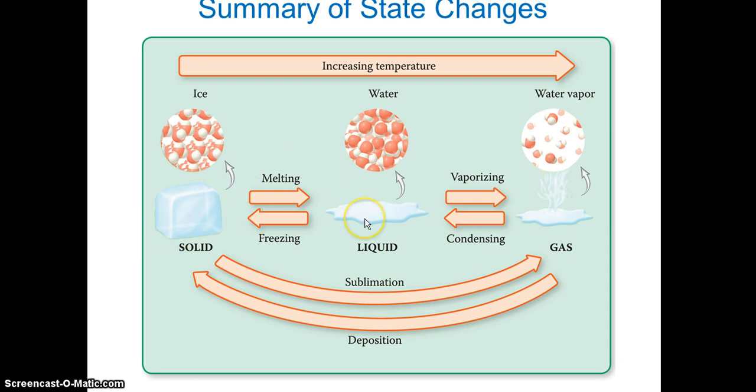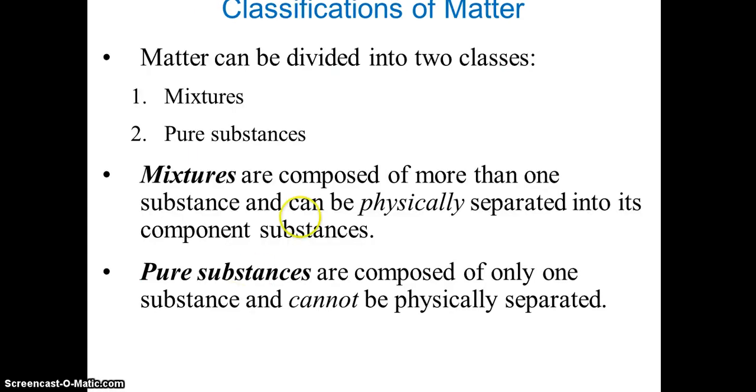When solid ice turns to liquid, it melts, and when liquid water vaporizes, it turns into steam. When you condense steam, it converts into liquid water, and then when you freeze it, it becomes solid ice. And you can see this arrow: from solid to gas is called sublimation, and from gas to solid is deposition. So we talked about phase change, matter, 3 types of matter, and state changes. We'll talk about classification of matter in the next slide.